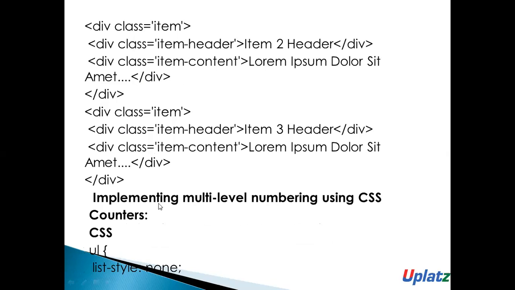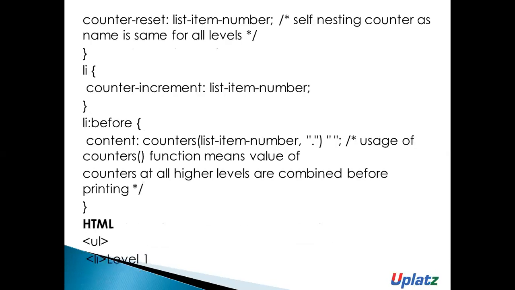So next is how to implement multi-level numbering using CSS counter, which is like ordered list, unordered list. For unordered list, that is the example I'm taking for multi-level numbering. I have made list style none, and I have created a counter. Inside the list I'm incrementing the counter, and inside the list I'm printing the numbers of my counters. So these are the three things which I have done.